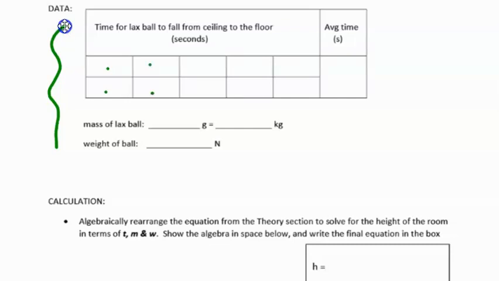And you're going to want to come up with a process that gives you something that's accurate. Anyway, once you have those 10 measurements, you're going to take an average. You're going to mass the ball in grams, convert it to kilograms, and then you're going to see a video clip where you get the weight of the ball.